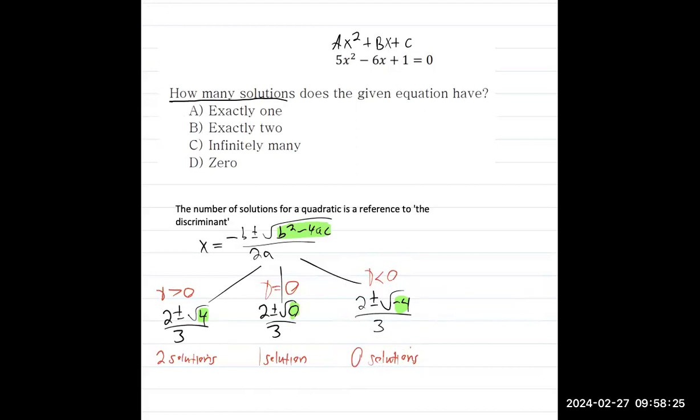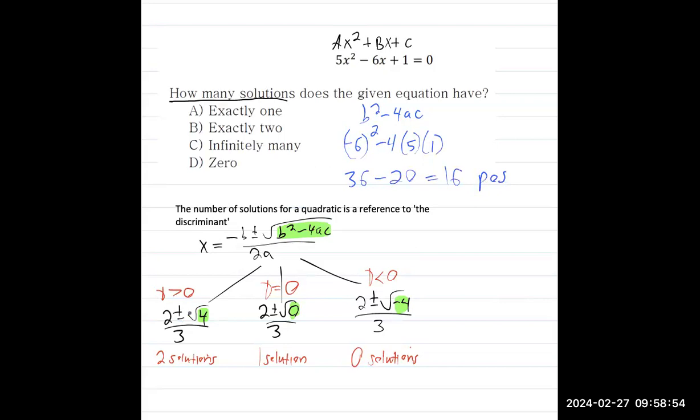So now, coming to this question, if we want to know how many solutions there are going to be, we simply need to find out what's the value of the discriminant. What's the value of b squared minus 4ac? So your a is 5, your b is -6, your c is 1, and b squared minus 4ac is -6 squared minus 4 times 5 times 1. And so that's 36 minus 20, which is 16.